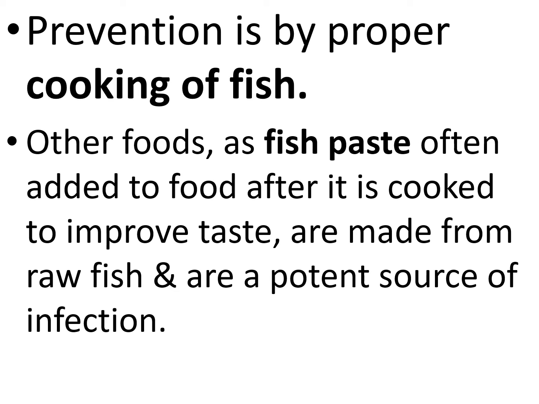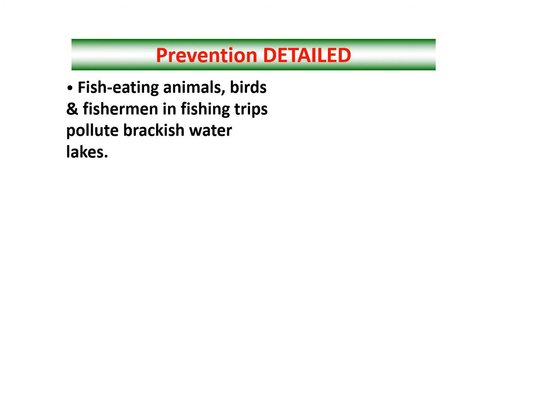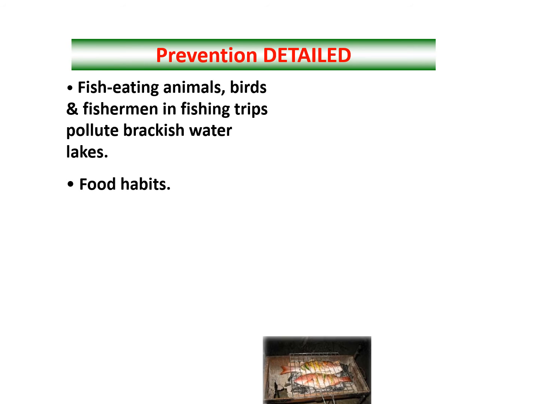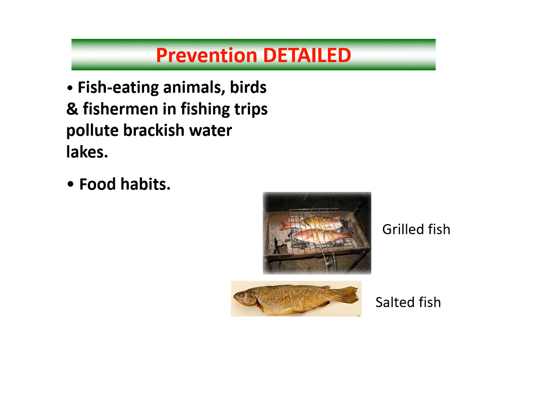Prevention and control. Prevention is by proper cooking of fish. Other foods such as fish paste, often added to food after it is cooked to improve taste, are made from raw fish and are a potent source of infection. Fish-eating animals, birds, and fishermen on fishing trips pollute brackish water and lakes. Food habits must be changed.